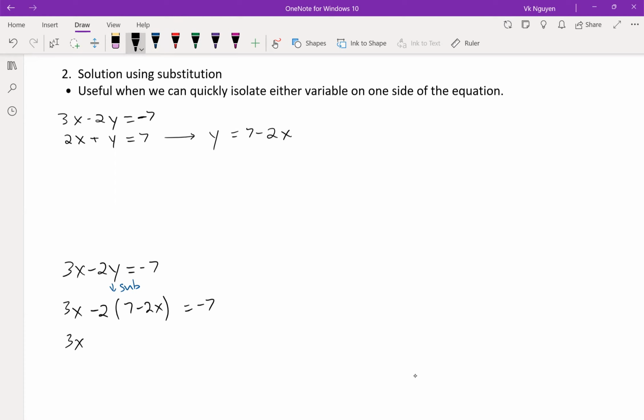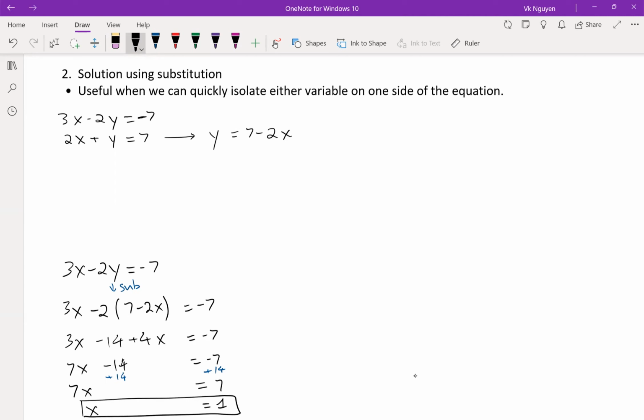3x, distribute -2, we get -2 times 7 is -14. -2 times -2x is plus 4x, equals -7. Combine like terms, we have 7x minus 14 equals -7. And then we can add 14 on both sides. So 7x is, -7 plus 14 is 7. Divide both sides by 7. x is 1. Pretty cool, huh?